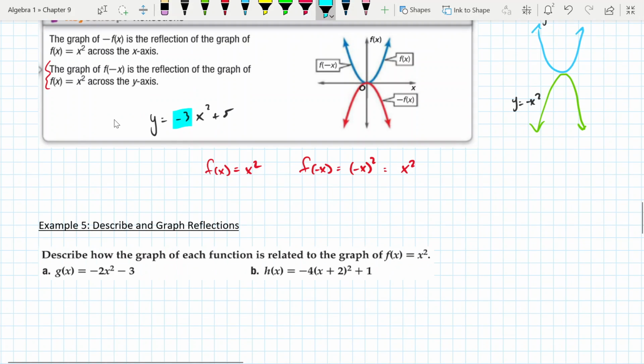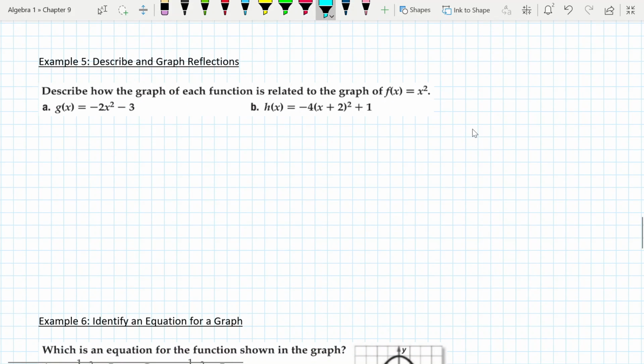So let's go ahead and do a couple of these. Example 5, describe and graph the reflections. Describe how the graph of each function is related to the graph f of x equals x squared. So I notice two things. It has a reflection because it's got a negative. It's also got a positive 2, which means it's narrower. So that a value gives you two pieces of information.